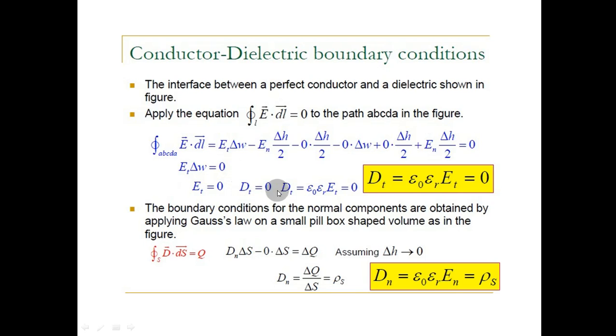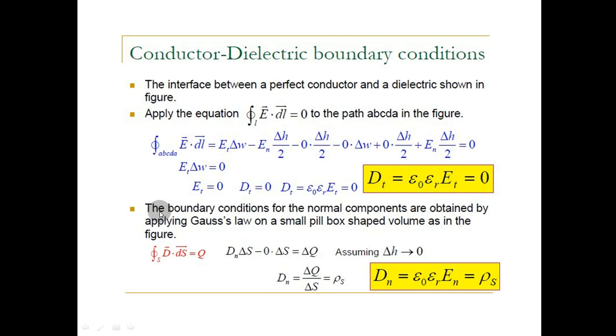The same thing is also applicable to the displacement vector: the tangential component of the displacement vector in the dielectric medium is also 0. From this we get that Dt is equal to ε0 into εr into Et, and it's also 0. So this is the equation that we can extract from the conductor-dielectric boundary conditions.